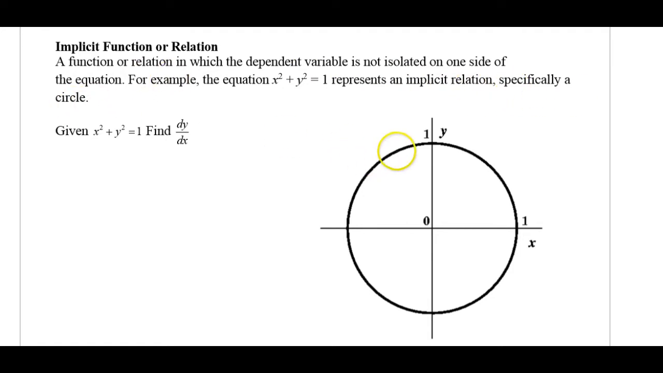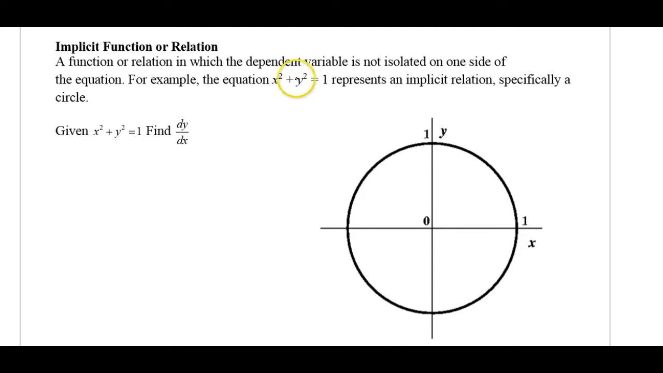So we tend to avoid using the term function because, as you can see, a circle does not pass the vertical line test, so a circle is not a function. So x squared plus y squared equals 1, this implicit relation, has it such that the dependent variable, the y, is not isolated on one side of the equation. And it often cannot be isolated on one side of the equation.